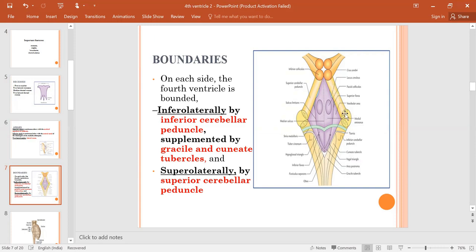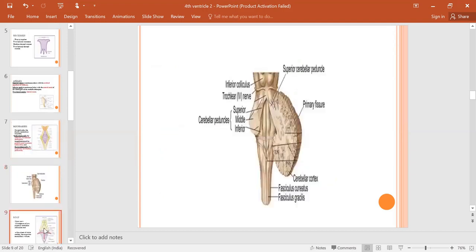So about the boundaries, it has an infralateral boundary and a supralateral boundary. Infralaterally, it is bounded by the inferior cerebellar peduncle, gracile tubercle, and cuneate tubercle. Supralaterally, it is bounded by the superior cerebellar peduncle.